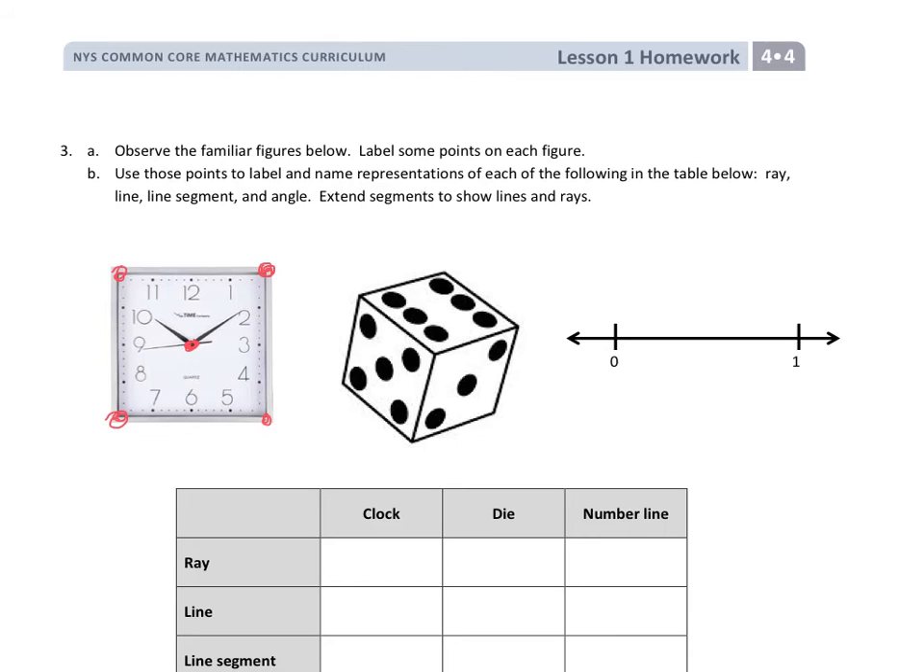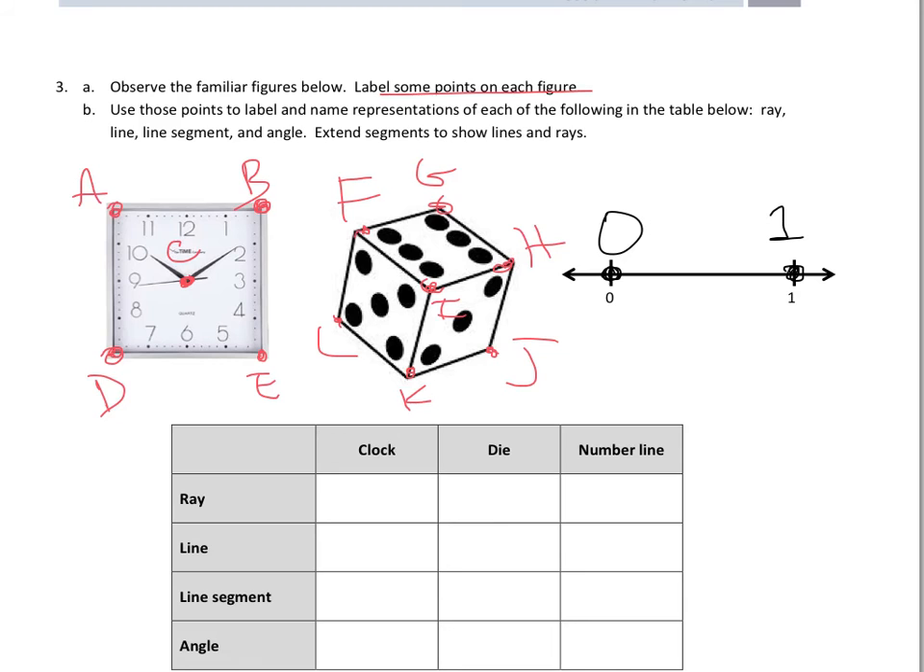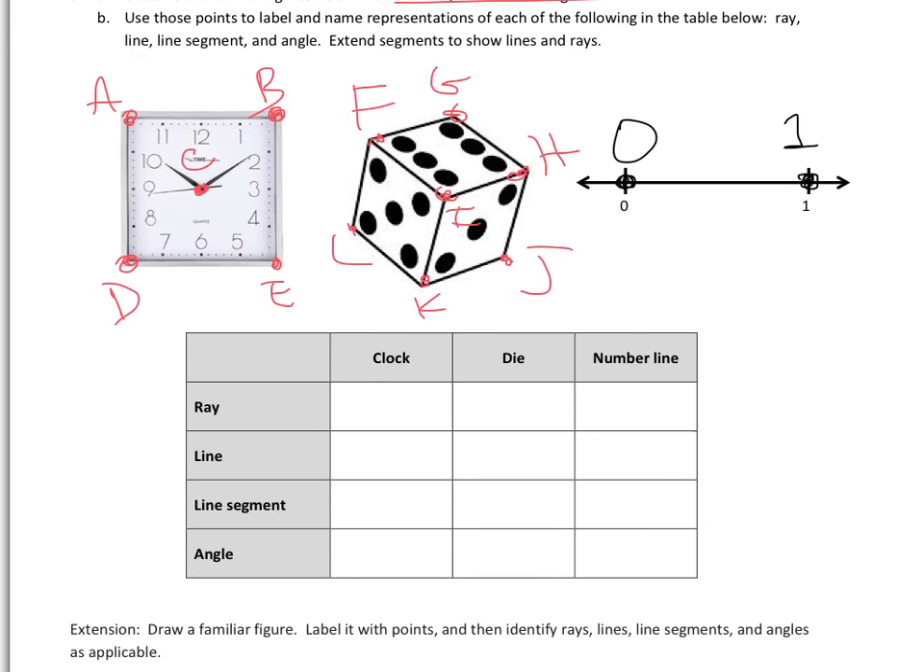And then they want to label. So for instance, maybe on this one I'll call it A, B, C, D, E. On the die, maybe I'll do points on every corner and then go F, G, H, I, J, K, L. And then on this number line example, I may put a point at 0 and a point at 1, and maybe I'll call them 0 and 1. And so for each one, I need to label and name representations of the following. I need to find rays, lines, line segments, and angles.